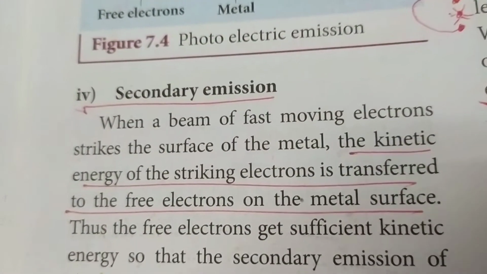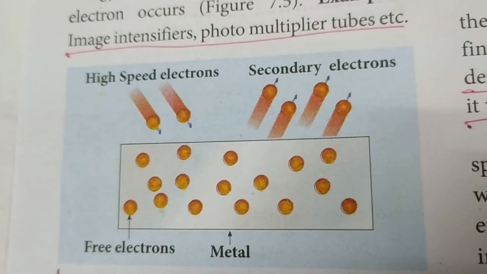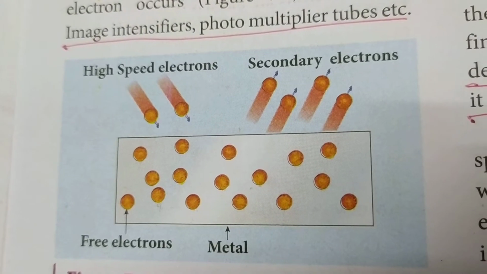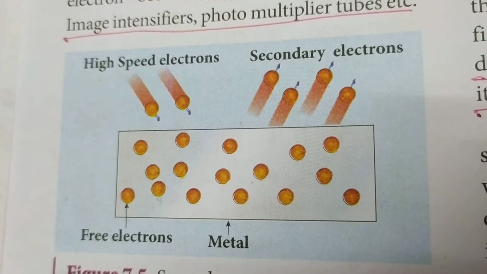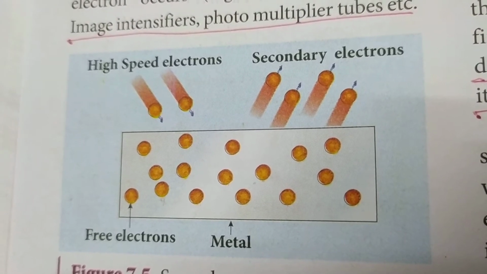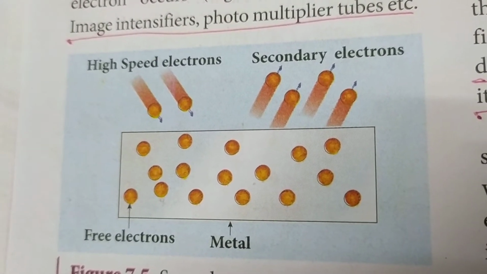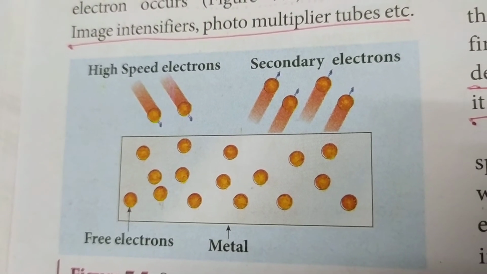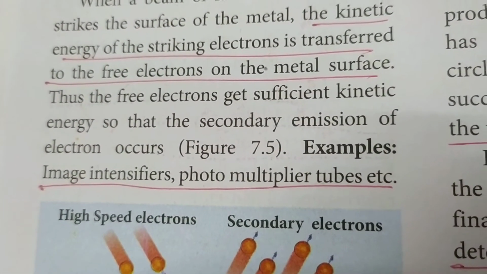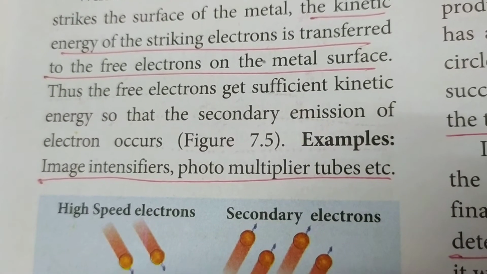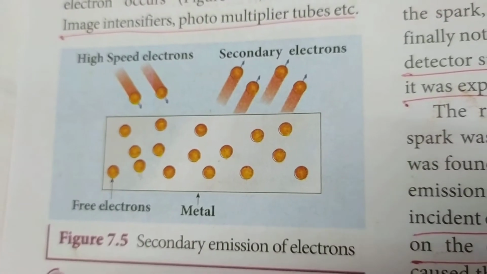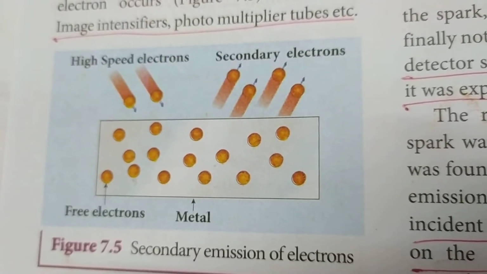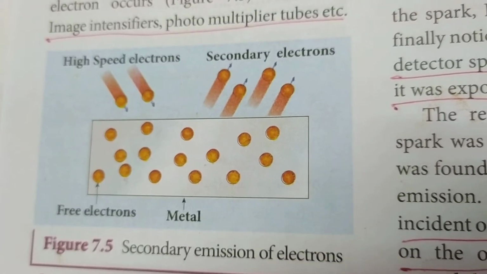And the fourth one is secondary emission. In this diagram, you can understand that high speed electrons are falling on the metal, and this gives some energy to the free electrons, and so the electrons which have gained energy are liberated from the metal surface, and the emitted electrons are called secondary electrons. The examples are image intensifiers, photomultiplier tubes, etc. So these are the 4 types of emission of electrons from the metal surface, that is, we can trigger the emission of electrons in these 4 ways.